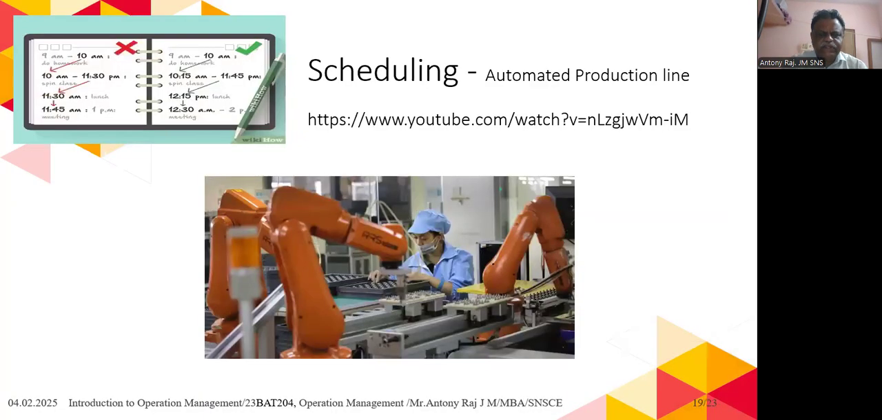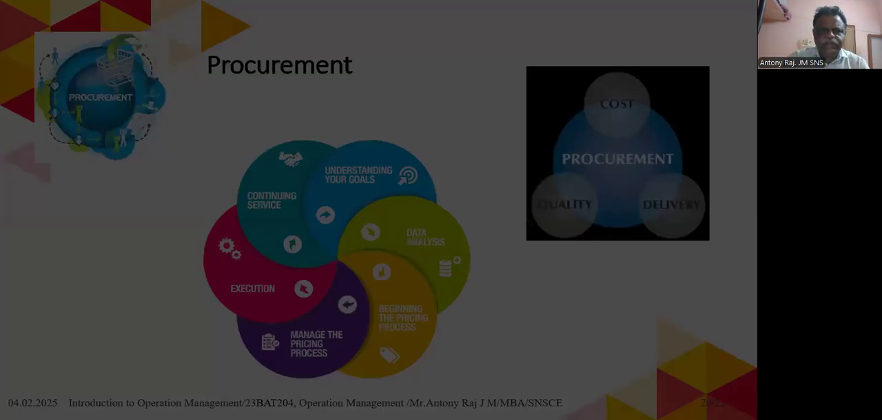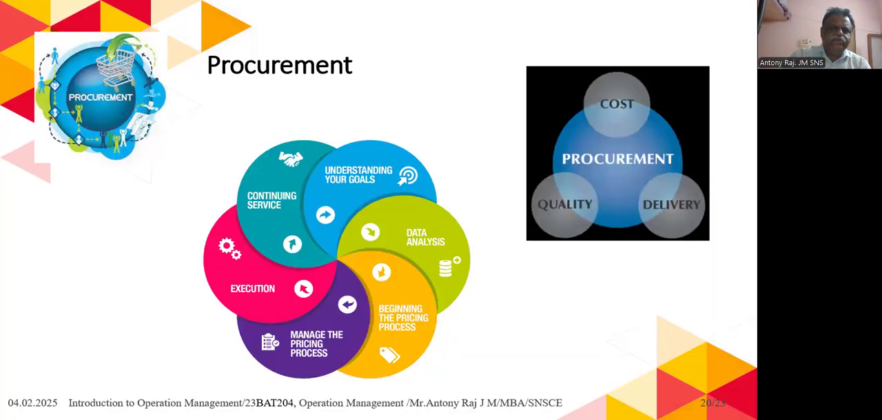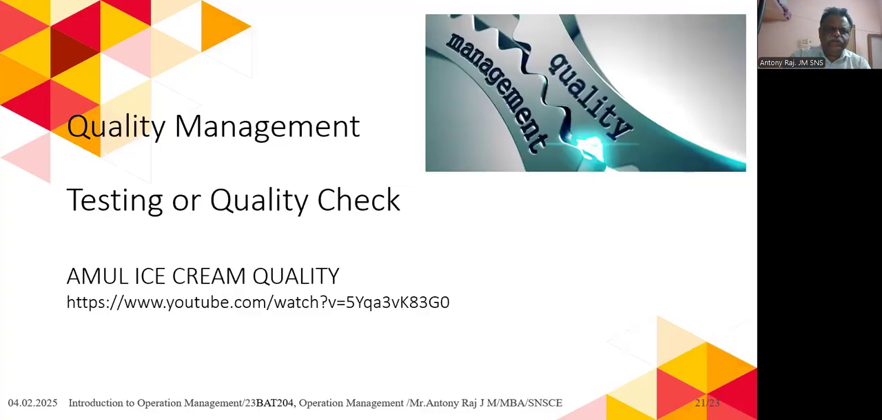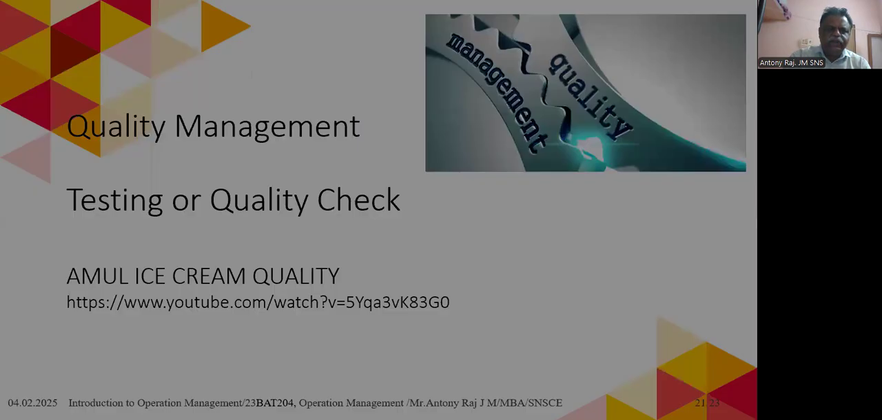And scheduling is actually the route or the plan where the product moves inside the particular factory. So we can also study this in detail. And procurement is also a very, very important part, where you actually decide whether to buy or make. So procurement is again a very important area. And quality management, testing or quality check, is a very critical area again.